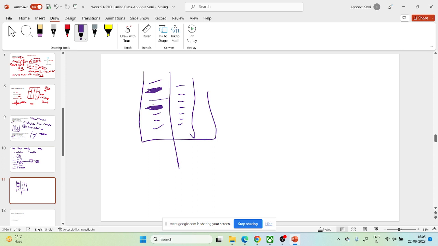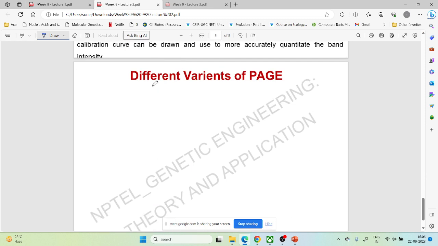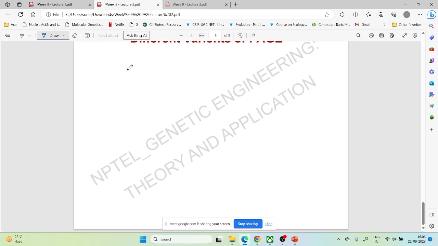So now, according to your interest, you have to select which band you want, whether you want a darker band or you want light bands. So you have to detect your bands also, you have to select your bands also, you have to then remove the background, whatever bands you don't want you can delete. All this you can do with the help of your software, and then you do the measurements. So this is your lecture 2 of week 9.